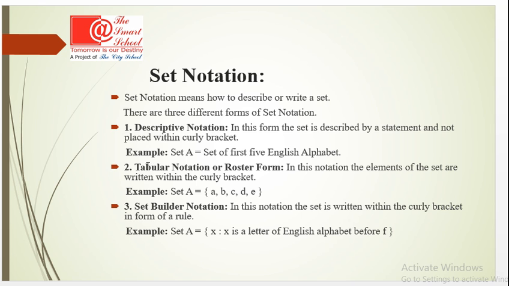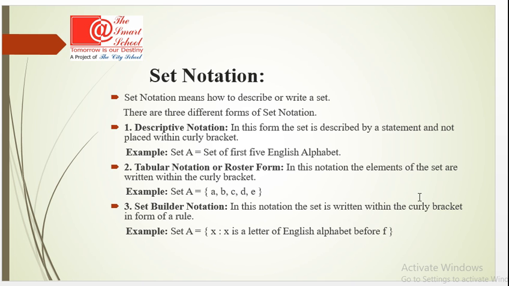Now what is the second form? Yes, exactly, tabular notation or roster form. In this notation, the elements of the set are written within curly brackets. For example, set A equals, in curly brackets, the elements A, B, C, D and E. And now the third type is set builder notation. In this notation, the set is written within curly brackets in the form of a rule. Example, set A equals {x : x is a letter of the English alphabet before F}.